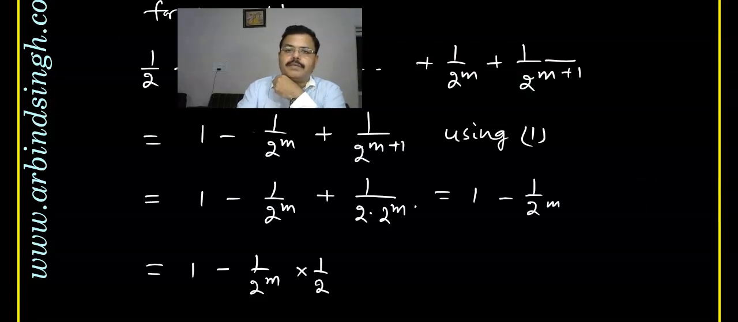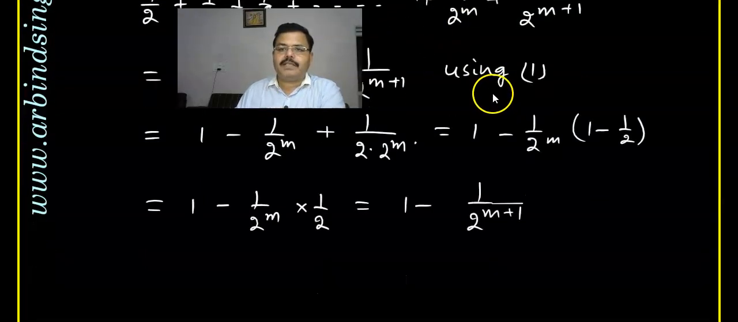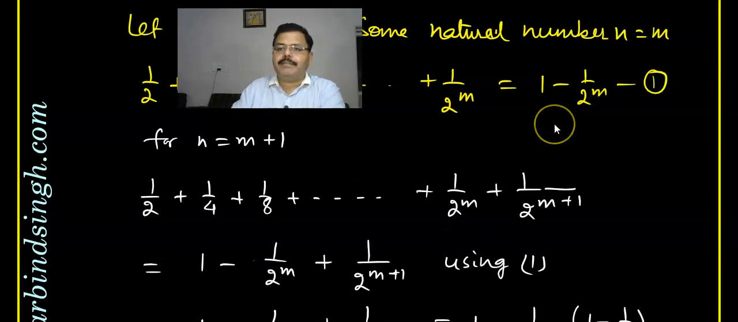1 minus, if I take 1 by 2 common, then what is left here? 1. And because the negative sign is being taken, here it will be 1. So that will be half also. So this will be 1 minus 1 by 2 to the power m, and 1 power will increase, so m plus 1. This is what it is. So clearly, see here, there is an m, and now it is m plus 1.